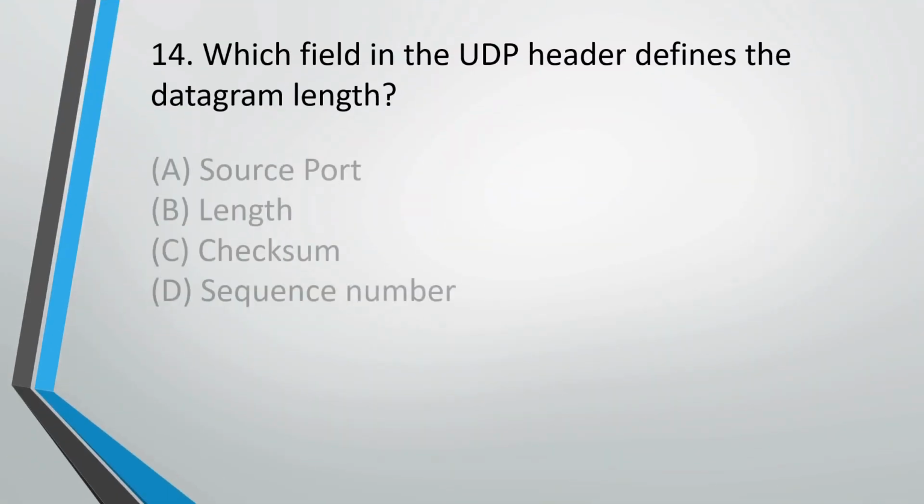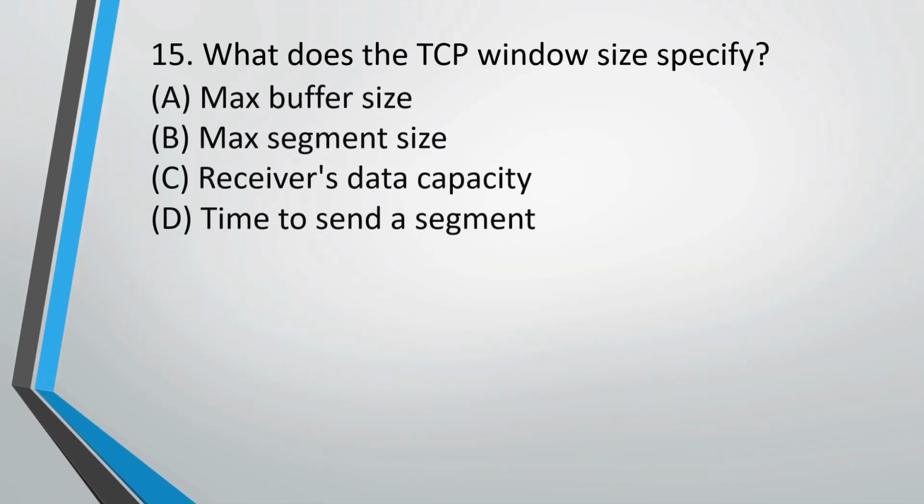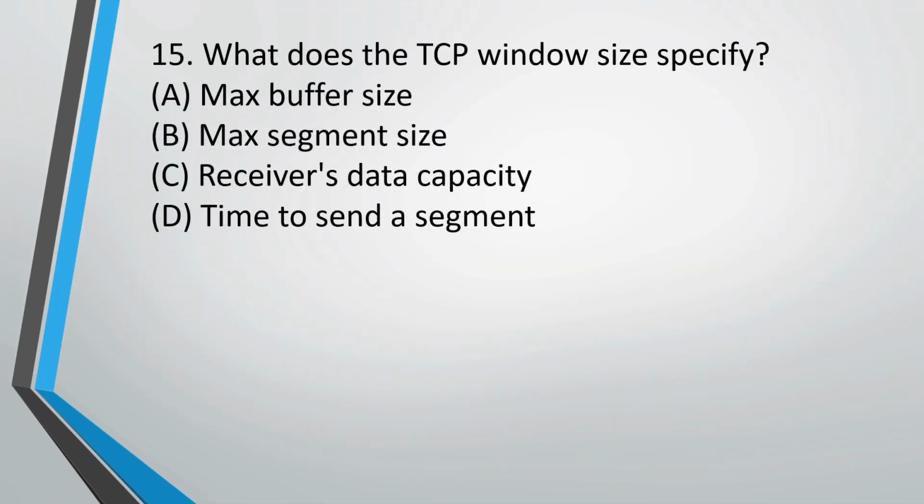And the next question is: which field in the UDP header defines the datagram length? And options are source port, length, checksum, sequence number. The correct option is B, length. And the next question is: what does the TCP window size specify? Options are max buffer size, max segment size, receiver's data capacity, time to send a segment. And the correct option is C, receiver's data capacity.